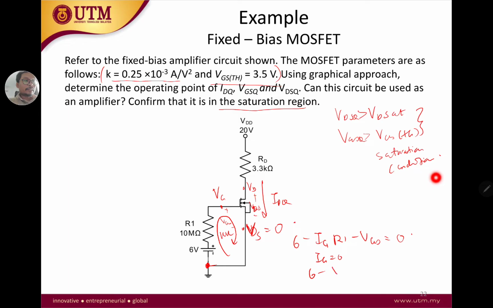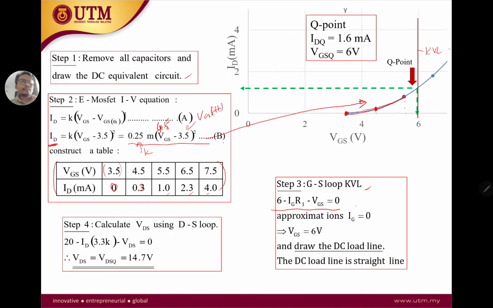Therefore, your 6 minus VGS equals 0. So your VGS equals 6. Okay, just a simple analysis there. So we have a nice and simple circuit here to test for our first example. So we find that our VGS equals 6. So that is our VGSQ.